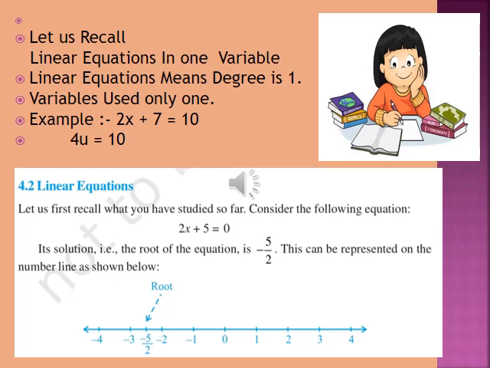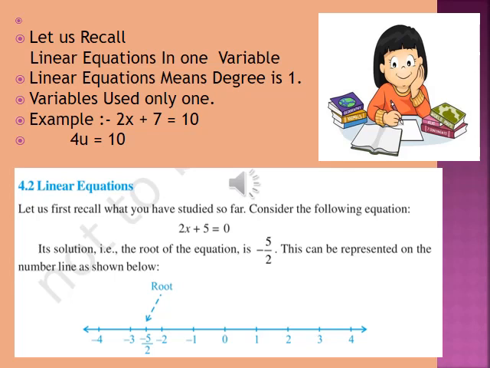See here, linear equation 2x plus 5 equals 0. Now if you want to find its root, its solution, then what will we do? We will write it equals 0. So 2x plus 5 equals 0. That gives you x equals minus 5 by 2. And how will you represent this x equals minus 5 by 2?